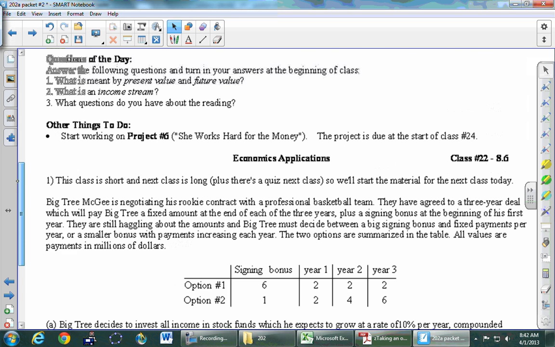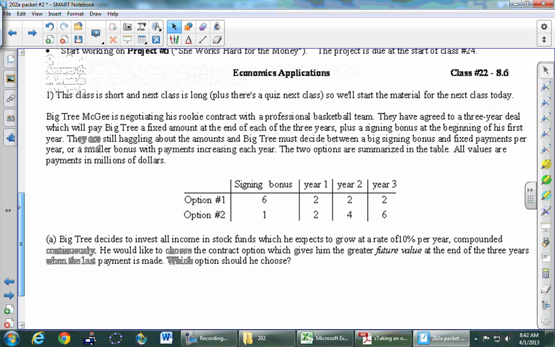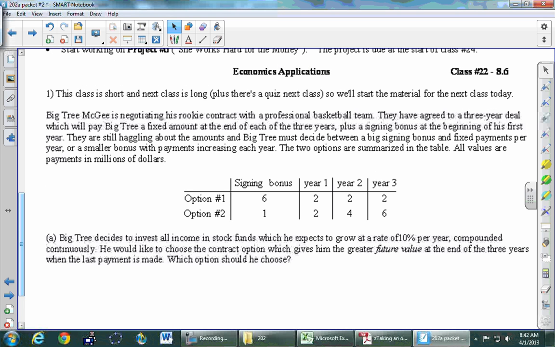Okay, so today we start on page 44. We'll jump here to number 1. I had mentioned this class is short and next class is long. We'll dive into Big Tree McGee. Big Tree McGee is negotiating his first contract with the mutual bank.